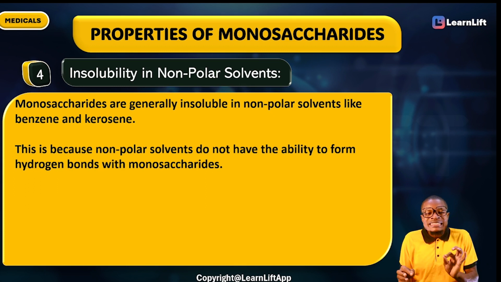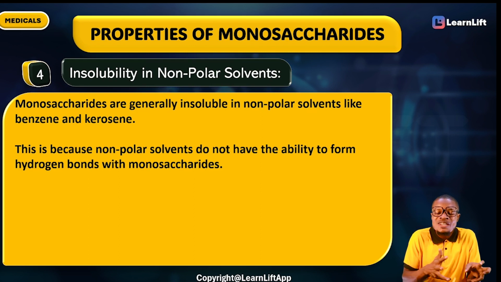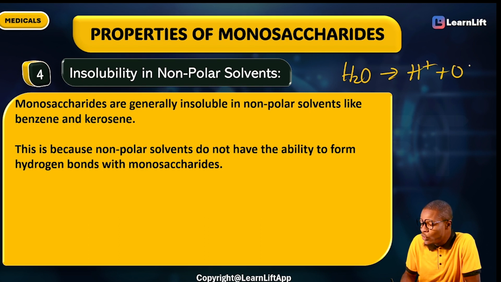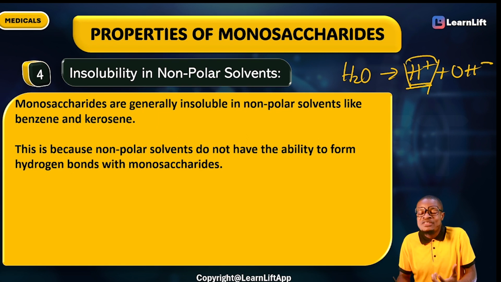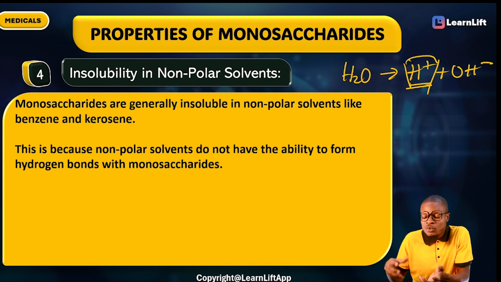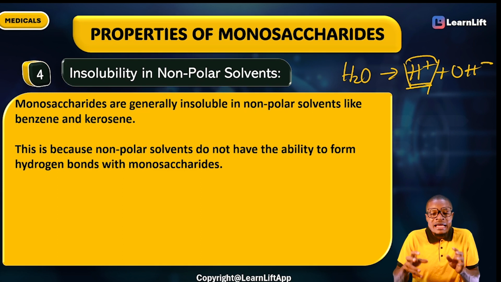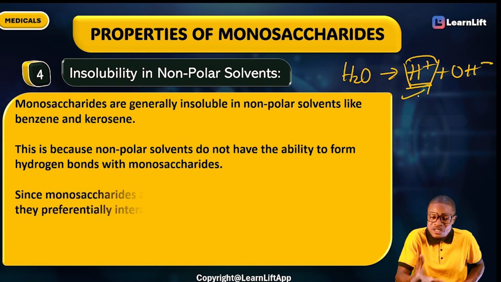Now, this is because non-polar solvents like kerosene do not have the ability to form hydrogen bond with monosaccharides. Your water is H2O, right? If water dissociates, what will you get? H plus and OH minus. Are you seeing it? Because monosaccharides are polyhydroxyl, this H plus has the ability to react with the what? OH group. Are you getting me now? It is not so when we come to non-polar solvents. They cannot react with monosaccharides because non-polar solvents cannot donate the hydrogen bond that a polar solvent will on a normal day donate to them.